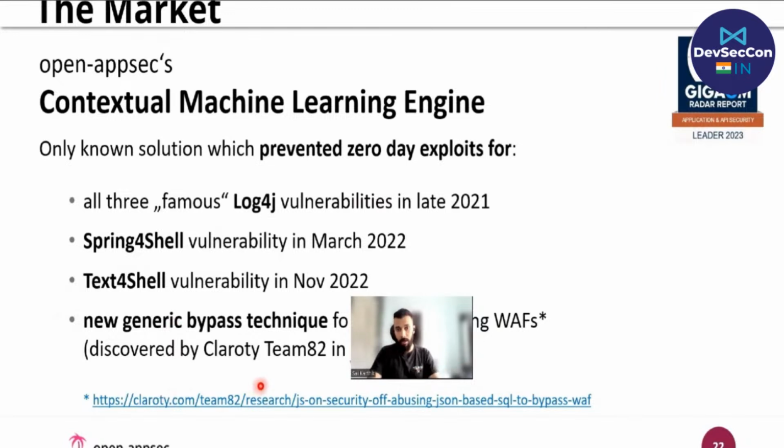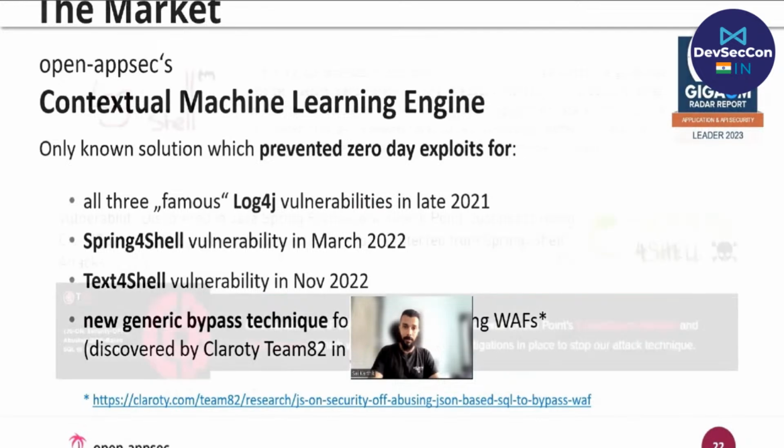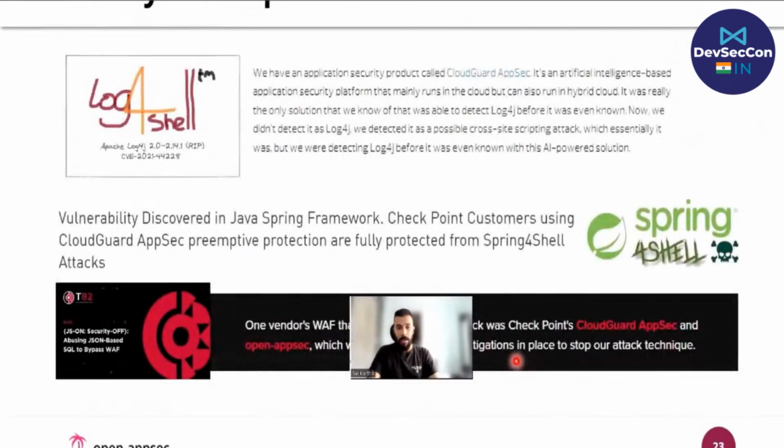Clarity's security research team, Team 82, did a deep dive on numerous vendors across the board and identified Checkpoint to be the only vendor to be able to defend against this sort of bypass technique. And here's a bit of artifact on that, a snippet of how we are able to defend it. So OpenAppSec is being called out by Clarity for defending against the specific JSON bypass technique.